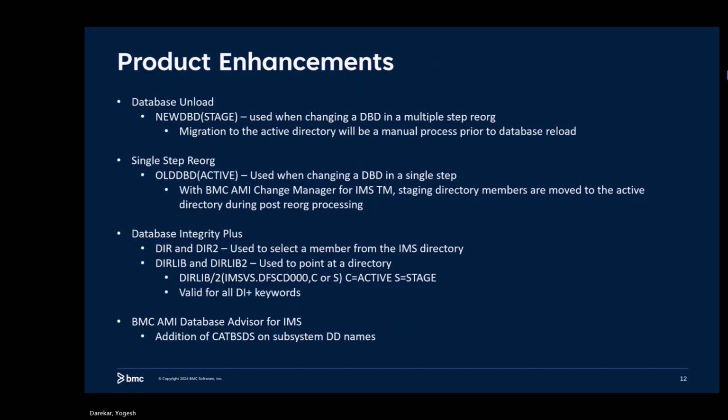And so with the catalog, we had to come up with a similar approach. What we came up with is, if a new DBD stage is performed during the load process, we'll go ahead and use the DBD from stage, and the unload will be from the active directory. And so this will allow reorgs to be a lot simpler.